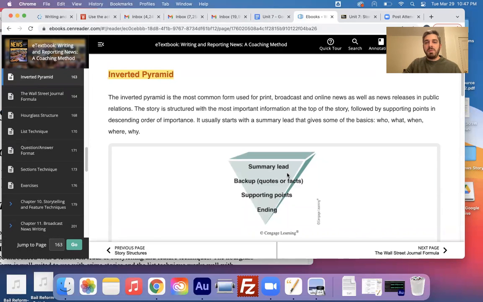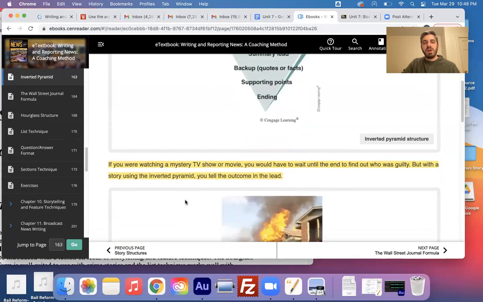Here's the inverted pyramid, the most common for print and broadcast. The story is structured with the most important information at the top, followed by supporting points in descending order of importance. Usually it starts with a summary lead that gives some of the basics of who, what, when, where, and why. Summary lead, your backup quotes or facts, supporting points, and your ending.